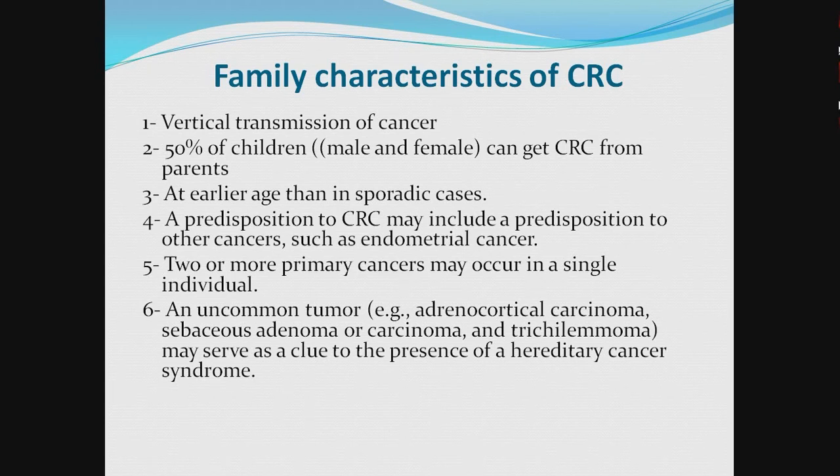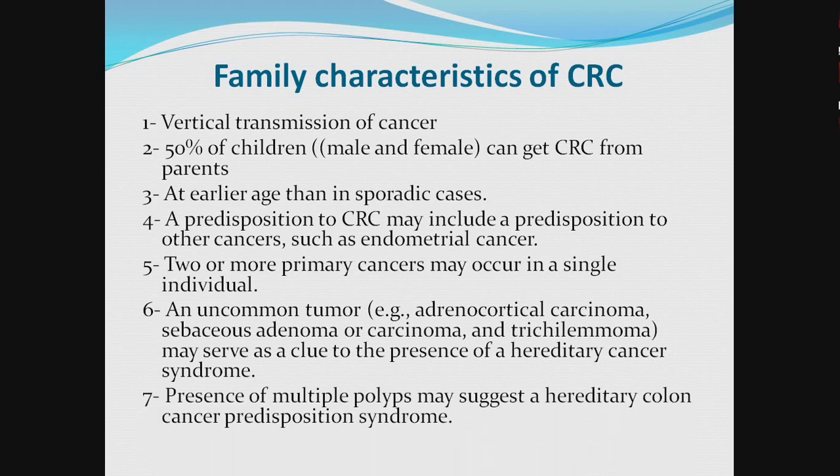This is the expected value for diagnosis of CRC. Number 7, in a patient with CRC in the family, we can note that the presence of multiple polyps may suggest hereditary colon cancer.